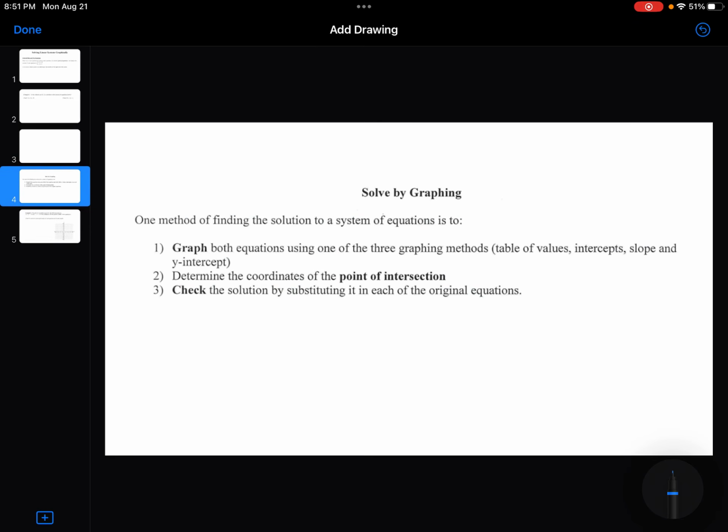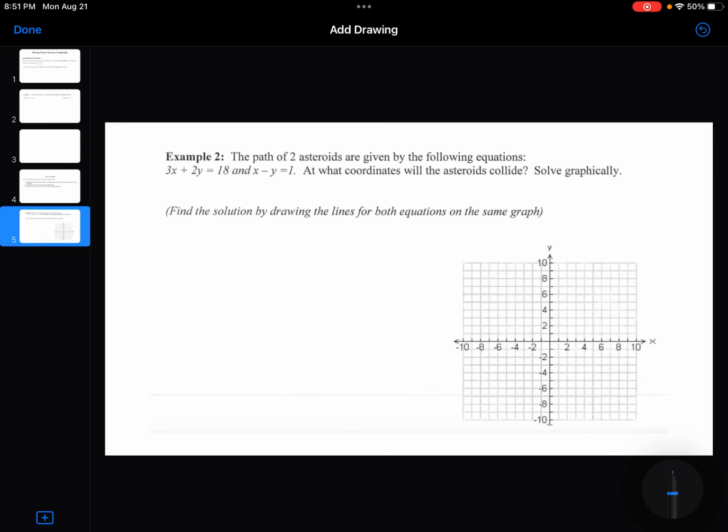So when we're solving by graphing, this is the first way we're going to do it. Three steps. Graph the equations. We can either graph using table of values, intercepts or slope y-intercept, all of which we've looked at already. We're going to determine the point of intersection. And then we're going to check by subbing into the equation. Now, we don't always have to check, but we can check if we have the equations. So if we look at this first set here, find the solutions by drawing both on this graph. What we're going to do is look at the equations.